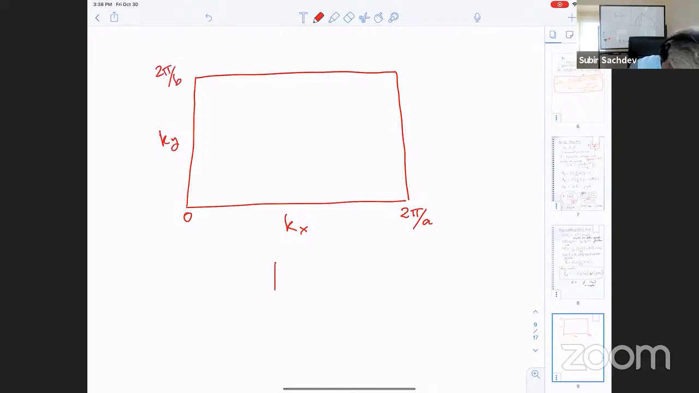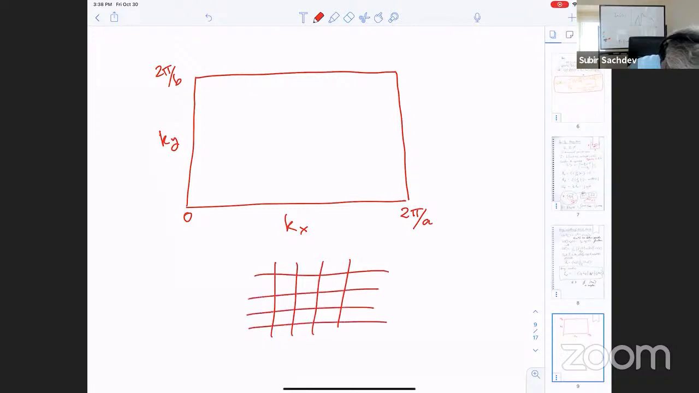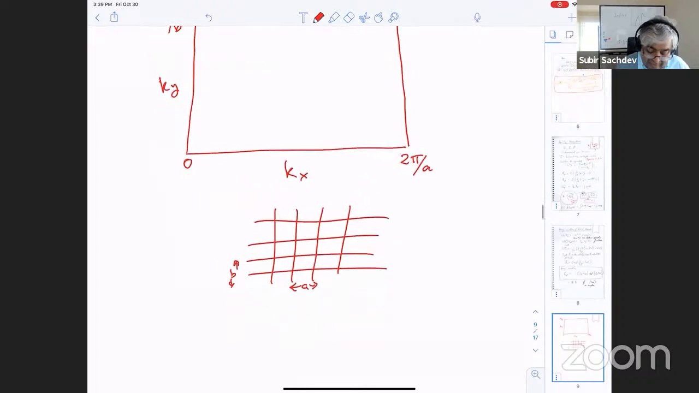So this is a lattice in real space where this spacing is a and this spacing is b. And if you want to take other complicated lattices, then you have to take a course on solid-state physics. But this is the simplest case. So for the square lattice, you're simply taking a Fourier transform.